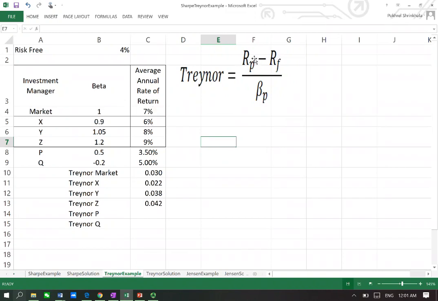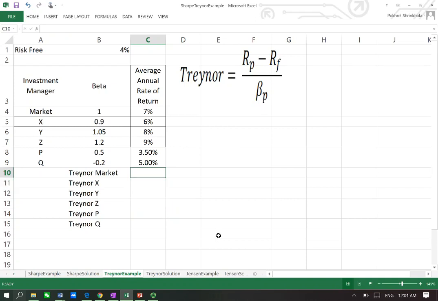I need the return from the stock or the portfolio and the risk-free rate so that I can find out the excess return, which will be my numerator, and the risk, which is represented by the beta. Because, as I said, the Treynor takes the assumption of CAPM. Now, basically, I need to apply this formula to get the Treynor ratio.